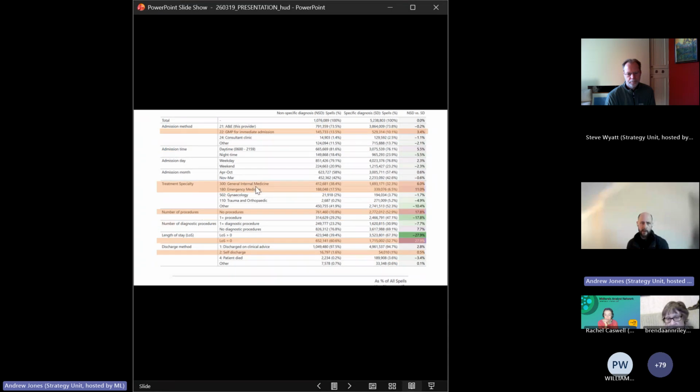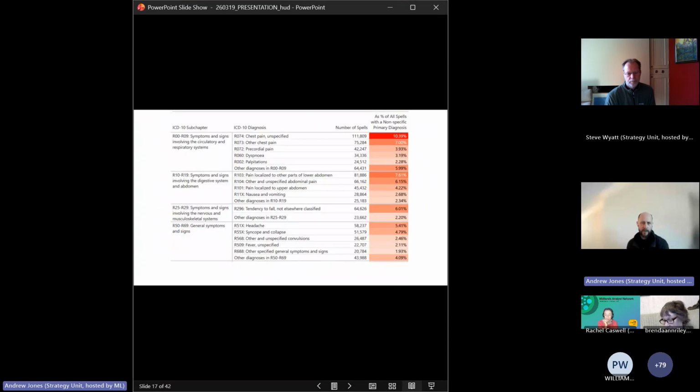Looking at the non-specific diagnoses given to the signs group, we see that chest pain, including precordial pain, and abdominal pain together account for close to 40% of all signs diagnoses, and tendency to fall, headache, and syncope also feature frequently.